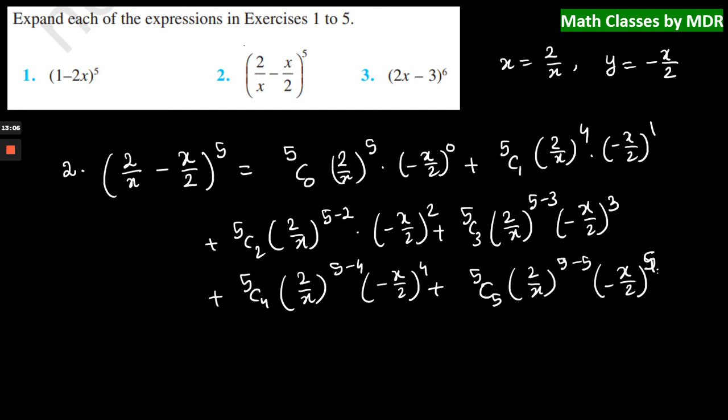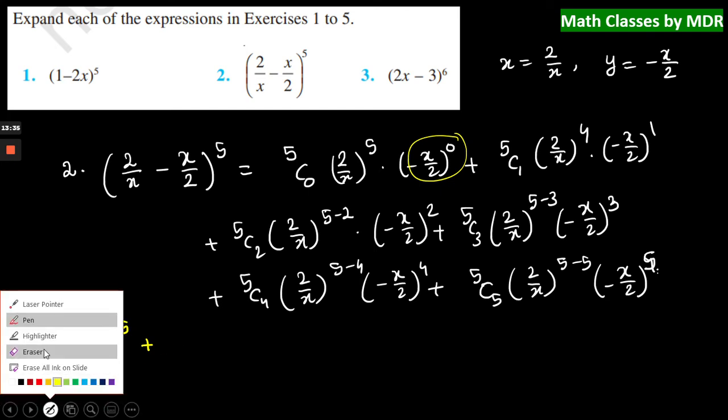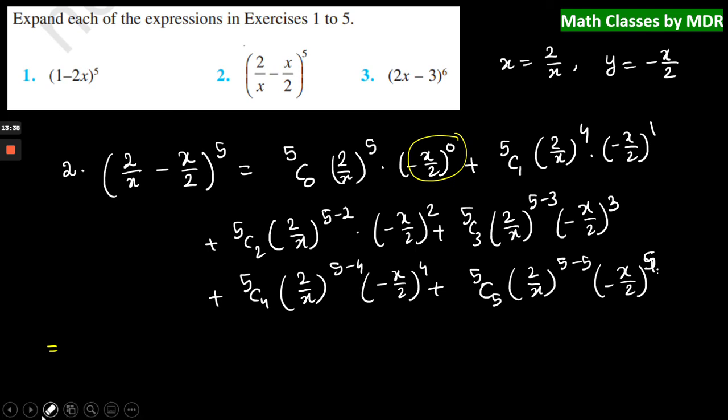Now let us simplify it. So on simplifying it, we will see that 5c0 is 1. So 1 into 2 by x whole to the power 5 and minus x by 2 whole to the power 0. This is also equal to 1. Therefore, 2 by x whole to the power 5 is the first term, right? Can we simplify 2 by x to the power 5? 2 power 5 is 32 by x to the power 5. This is the first term.